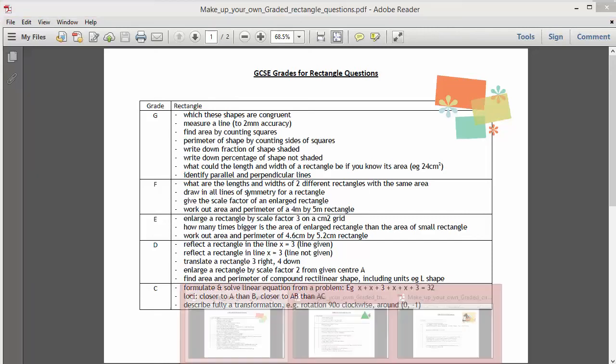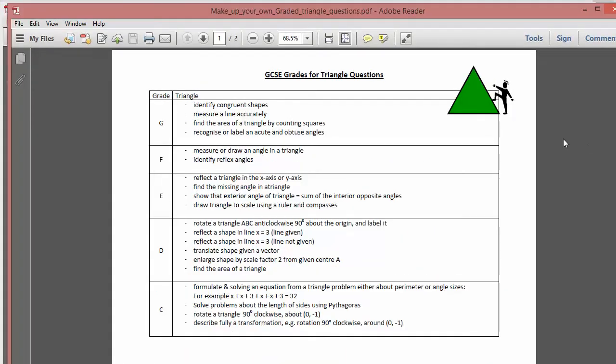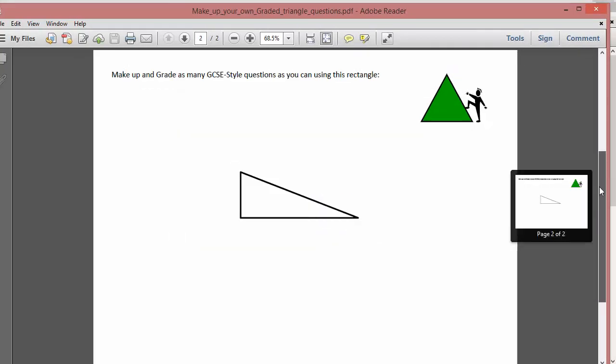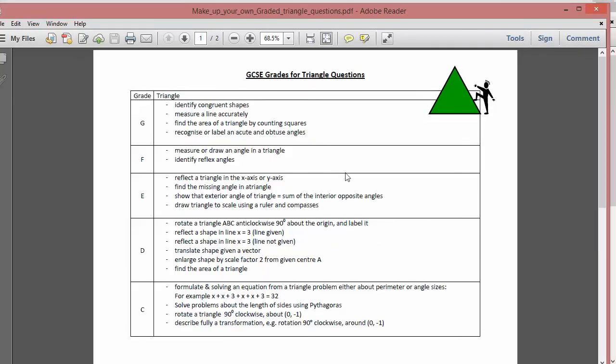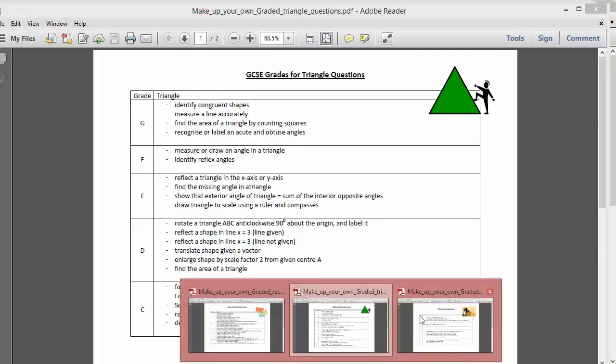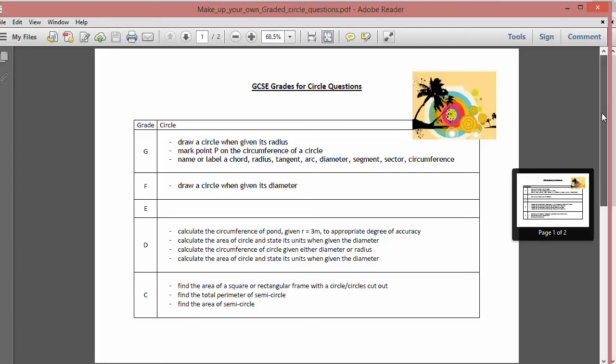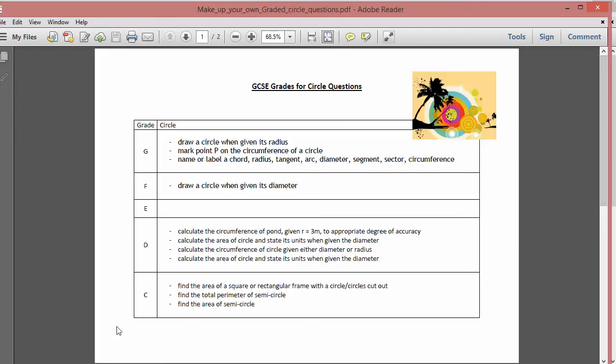Absolutely fantastic. There's one on rectangles, there's one on triangles as well that we can just take a look at there, that just starts with a lovely little right angle triangle and then loads of questions about constructions and transformations and again algebra. Then we get a slightly more difficult one on circles, and we've got labelling parts of a circle, finding the areas of circles, circumference of circles, and so on.